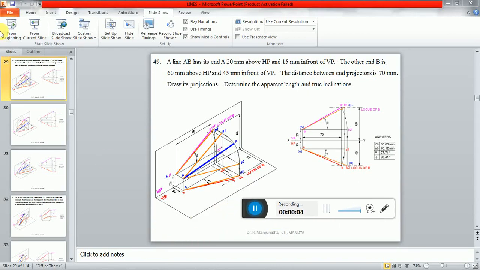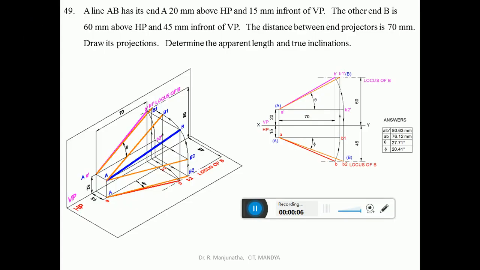A line AB has its end A 20 mm above HP and 15 mm in front of VP. The other end, B, is 60 mm above HP and 45 mm in front of VP. The distance between the end projectors is 70 mm. Draw its projections, determine apparent length and true inclinations.